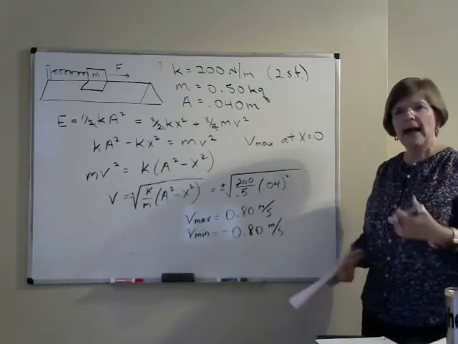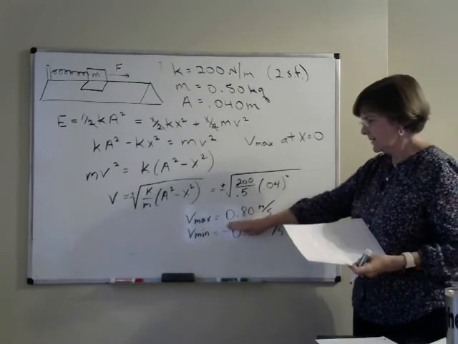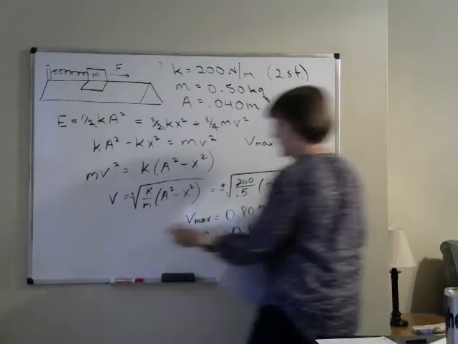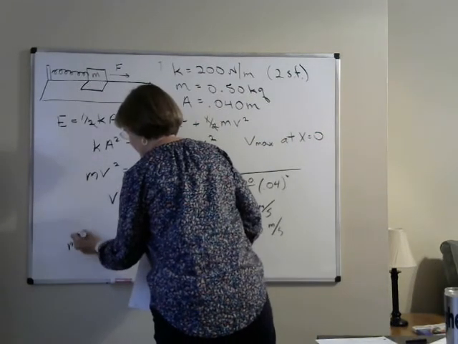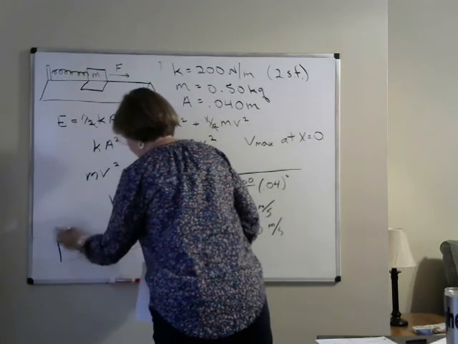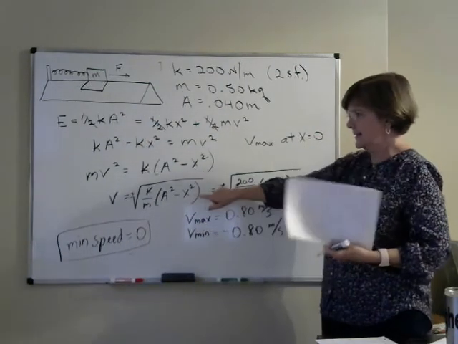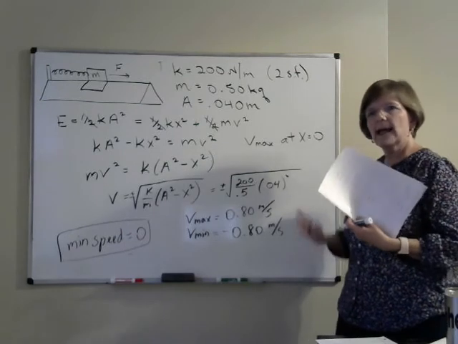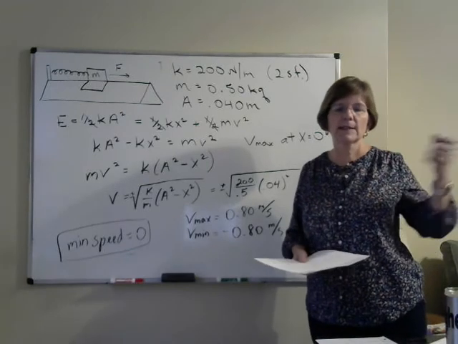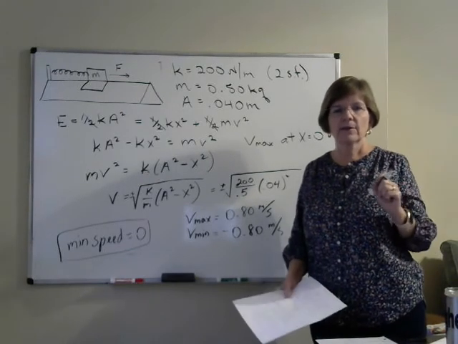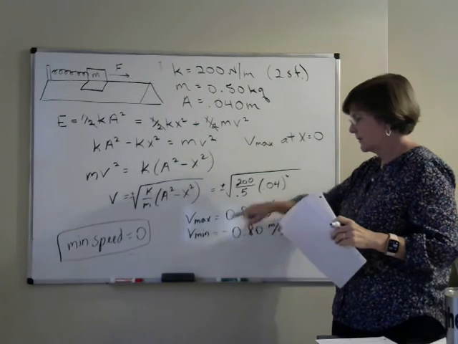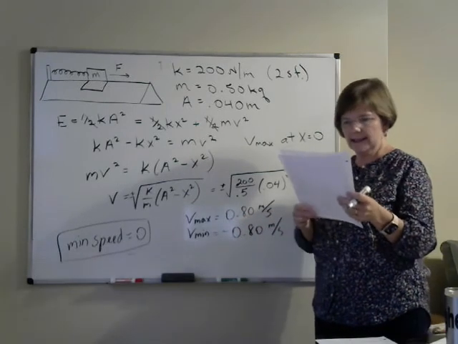If they said what's the maximum speed, the maximum speed is 0.80 meters per second. The minimum speed is, of course, 0. The minimum speed is going to happen when x is equal to A. When x is equal to A, that's where you're changing signs on your velocity. You're going from positive velocity to negative velocity. Right there, you've got 0 velocity or 0 speed. But 0 is not really the minimum velocity if we're thinking negative velocity is the minimum.